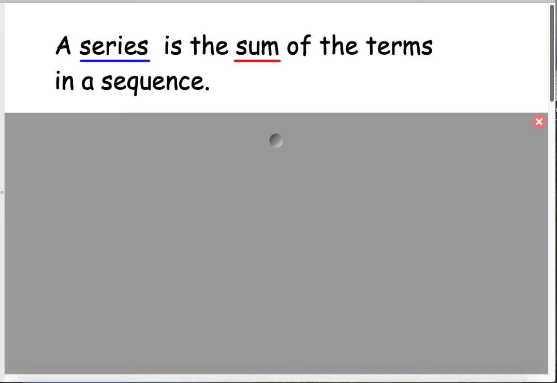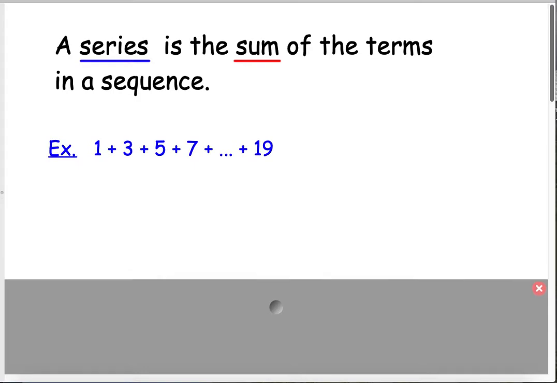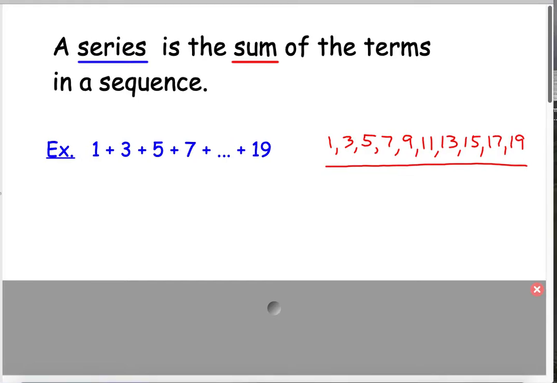Now, a series is when you add up all the terms in a sequence. So for example, this is a series. 1, 3, 5, 7. You see the pattern, they're just odd numbers. 9, 11, 13, 15, 17, and 19. That's a sequence, a bunch of numbers separated by commas. This is a series, when you add up the numbers in a sequence.